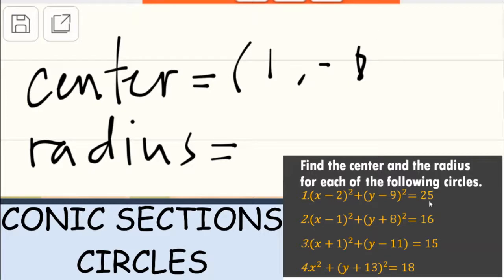Next, number 3. So, number 3, the opposite of it's x plus 1. So, the opposite of plus 1 is negative 1. So, that's the H. And the opposite of negative 11 is 11.